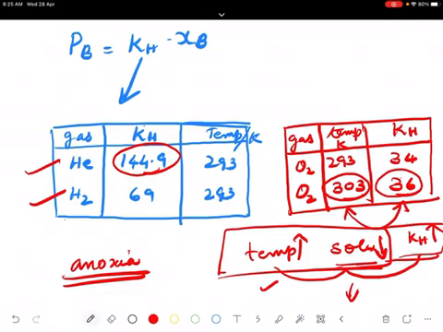So people who are living at sea level are more intelligent than those who are living at hill stations.